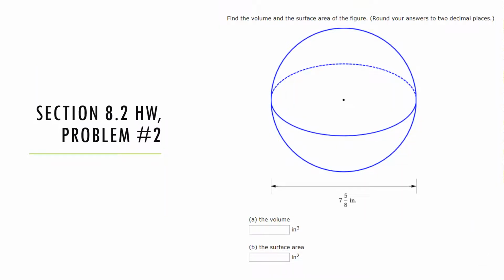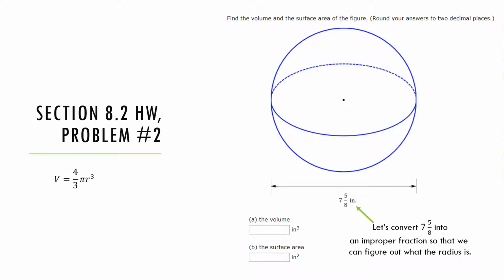Here we have a problem from your homework. This is section 8.2 homework problem number 2. It says find the volume and the surface area of the figure. Round your answer to 2 decimal places. It tells you that the diameter of this sphere is 7 5/8 inches. We know that the formula for the volume of a sphere is 4/3 times pi times r cubed. So we know the diameter, but we need to know the radius. So in order for us to find the radius, let's convert 7 5/8 into an improper fraction so that we can figure out what the radius is.